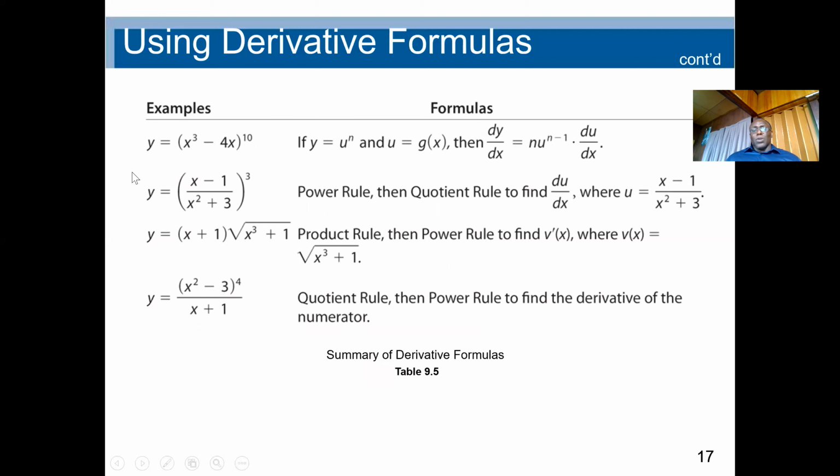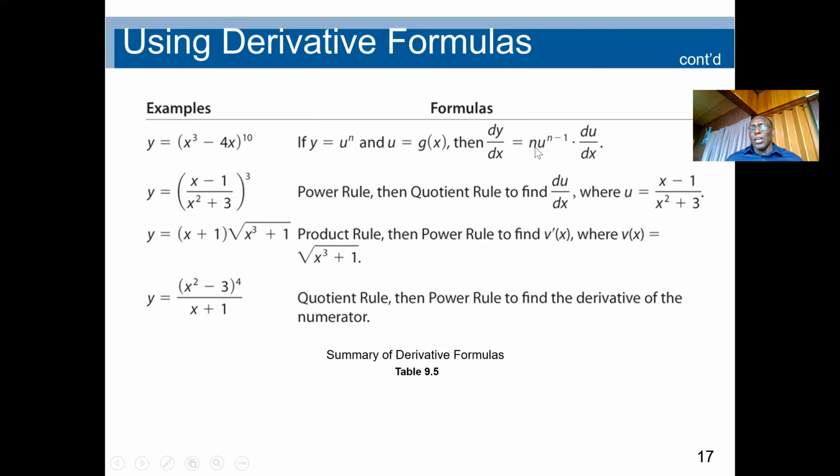Okay, so the next one we have (s cubed minus 4s) to the power 10. If I have this question, we need to use the chain rule. So first I'll use the power rule, that this will be 10 times (s cubed minus 4s) to the power 9. Now times the derivative of s cubed minus 4s, which will be 3s squared minus 4.